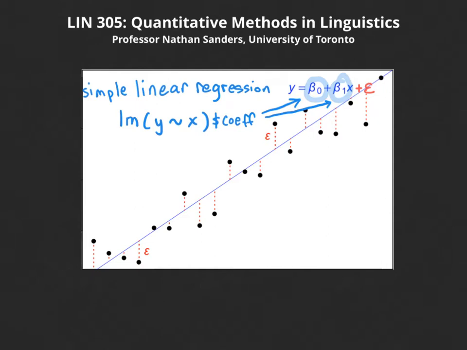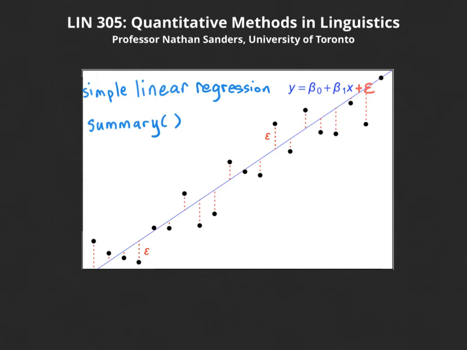Together, these give us a linear equation that is the best model that we can find to fit the data that we have, assuming that it has an underlyingly linear relationship. But how good is that model as a fit for our data? This is where the summary command comes in handy.